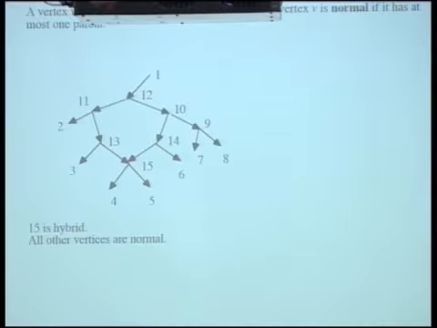I want to push this a little bit further, because I think that every meaningful graph should be regular. But I think that model 1 is much too simple. Let's look at a slightly less simple model. I'm going to call a vertex hybrid if it has at least 2 parents. So for example, 15 is hybrid. It has parents 13 and 14. A vertex is normal if it has at most 1 parent. In this particular network, all the other vertices are normal.